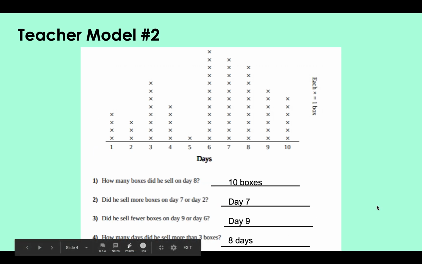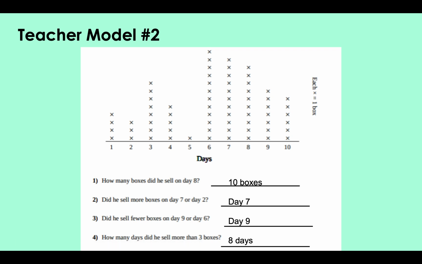Teacher Model 2. Now we're looking at days, and each X equals 1 box. So how many boxes did he sell on day 8? So I'm going to day 8 on my number line, and I'm counting all of the X's above the number 8, and that's 10. So 10 boxes were sold. Notice I labeled that. Number 2, did he sell more boxes on day 7 or day 2? So I'm looking at day 7 and I'm looking at day 2, and it's very obvious that day 7 has way more boxes sold than day 2.